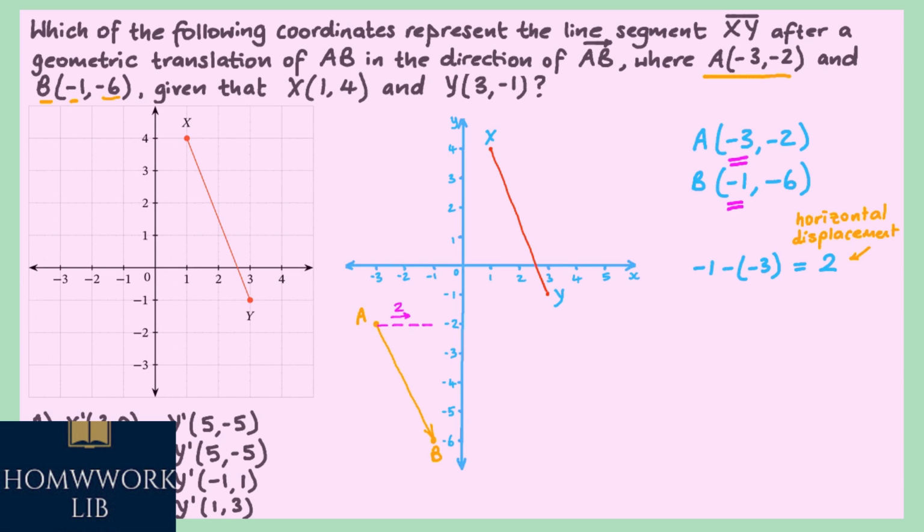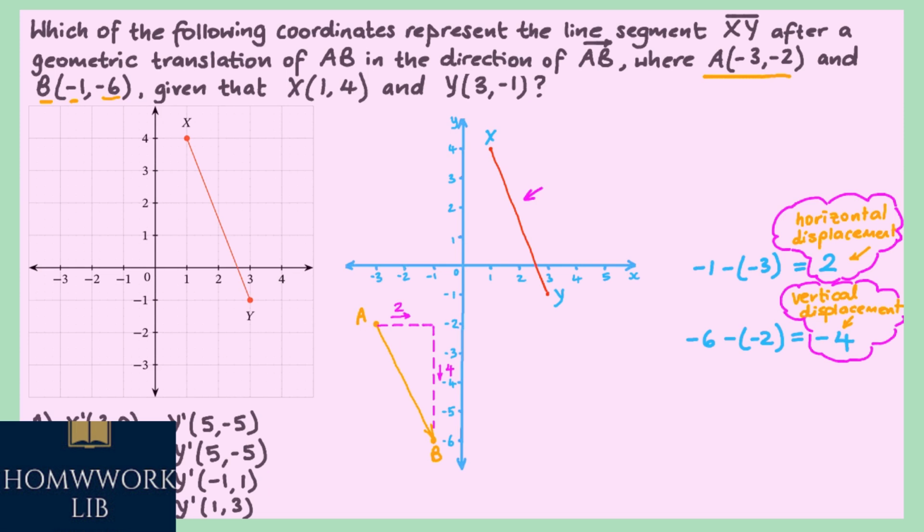Now let's do the same to find the vertical displacement. Using the graph, we can see that this is a vertical displacement of 4 units downwards. Using the coordinates, we could calculate the y-coordinate of B, subtract the y-coordinate of A, which gives us a vertical displacement of -4. And the negative here would indicate that the direction is downwards, as we see on the graph. If the vertical displacement from these coordinates was positive, the translation would be upwards.